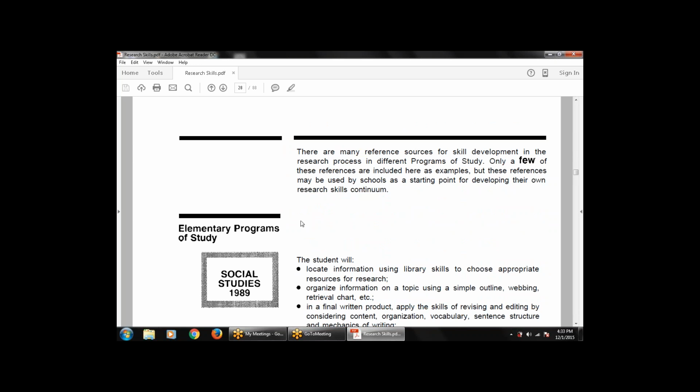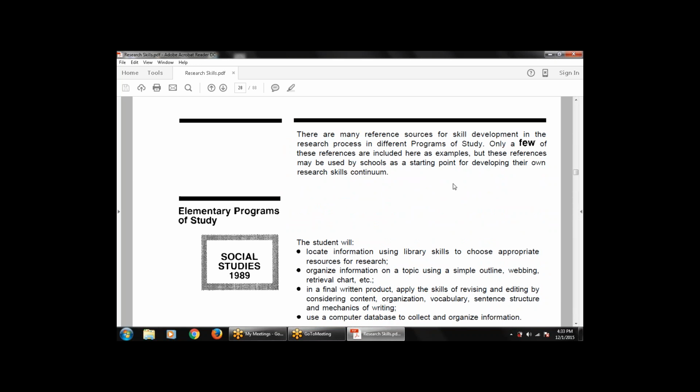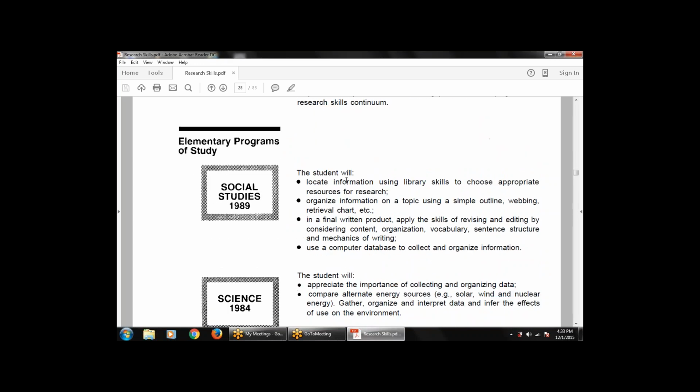First is the elementary program of study. There are many reference sources for skill development, and only a few of these references include an example. These references may be used by the school as a starting point for developing their own research skill curriculum or continuum, that is, what their research skills are and how they use the research skill continuum. The elementary program of study includes social studies first of all.